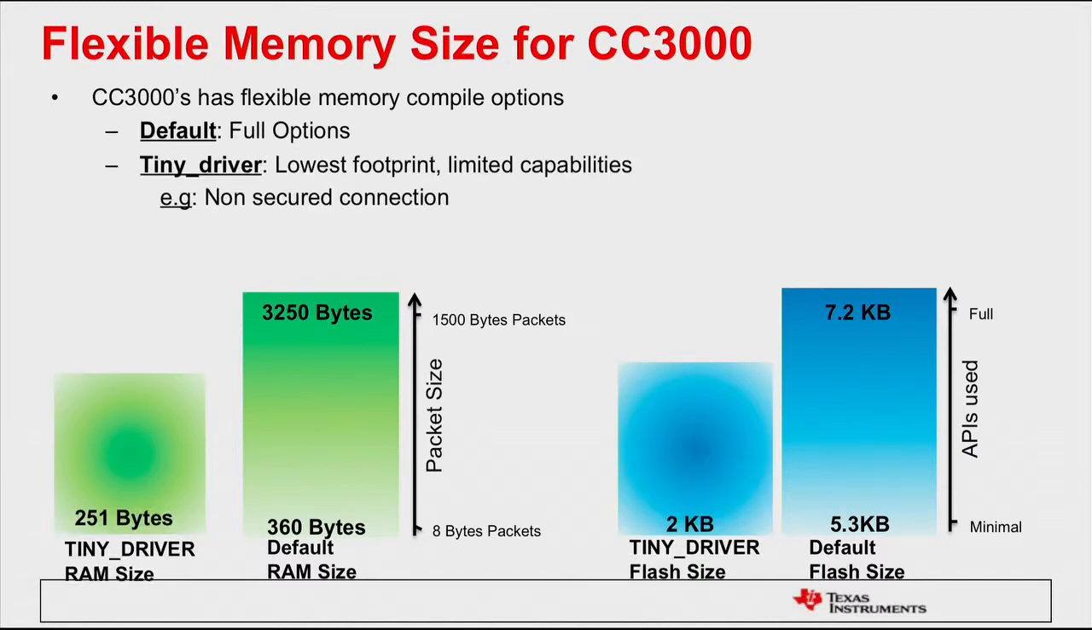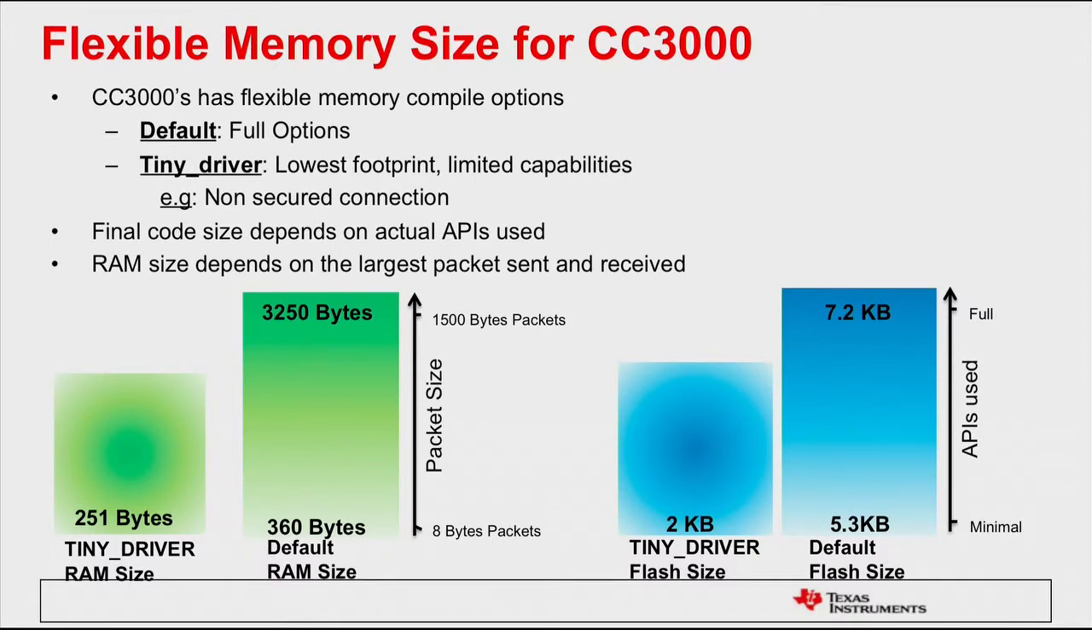And we look at the tiny driver, which is really a small implementation, the lowest footprint, with some limited capabilities because it's trying to get that memory really, really low to bring CC3000 to literally any MCU. And so the main driver side of that is going to get down to as low as 2K bytes on the flash and 251 bytes on RAM. So that's really, really low. You can use that with just about any kind of MCU. Obviously, the final code size is going to depend on which APIs you use and that you compile in. And then RAM is really dependent on the packet size that you're sending and receiving.